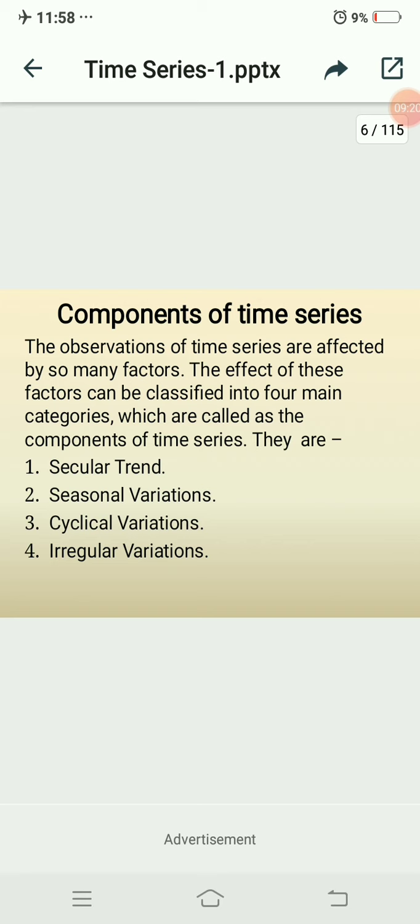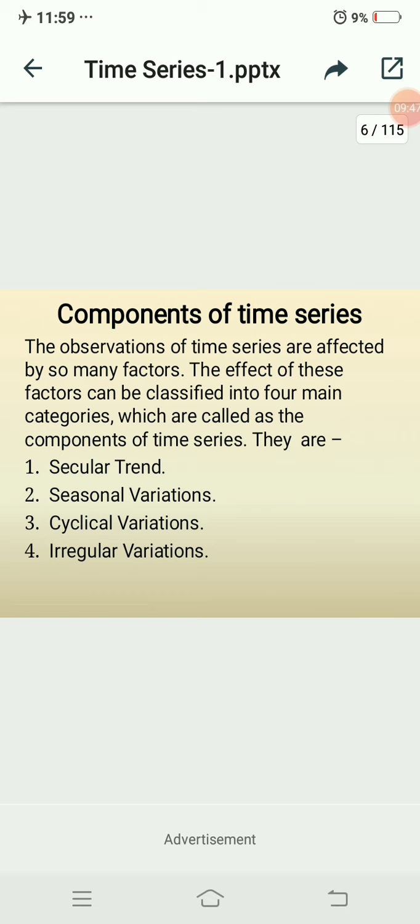Okay, here comes, there are 4 components of time series. The first one is secular trend, second one is seasonal variation, third one is cyclical variation, and fourth one is irregular variations. Okay, these are the 4 components of time series. These are very much important. Okay, here comes the first one, secular trend.